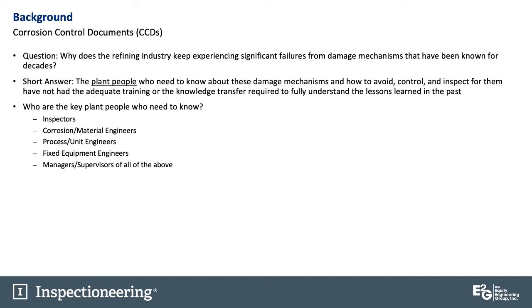And the short answer that I have for that is that the plant people who need to know about these damage mechanisms, how to avoid, control, and inspect for them, have not had the adequate training and knowledge transfer required to fully understand lessons learned in the past. And who are some of these key plant people who need to know? Well, inspectors, corrosion materials engineers, process unit engineers, fixed equipment engineers, and the managers and supervisors of all the above. That's a key core of people that I think need to have some basic fundamental knowledge about damage mechanisms and how to avoid, control, and inspect for them.